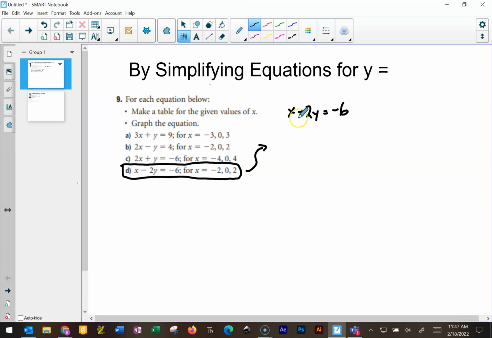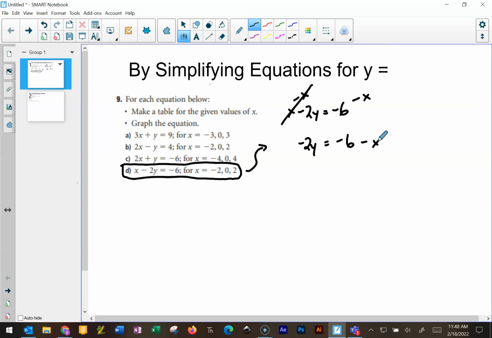So this one, we do have to do a little bit more work. First off, our y is negative right now. And secondly, there's a coefficient in front of it. You always want to get y by itself. So that's usually my first step. I'm going to get y by itself. So that means getting rid of the x. The x is positive, so my first step is going to be subtract x from this side. And I'm going to do it from the other side too. Whatever you do to one side, you have to do the other. That cancels the x, which leaves me with negative 2y equals negative 6 minus x.